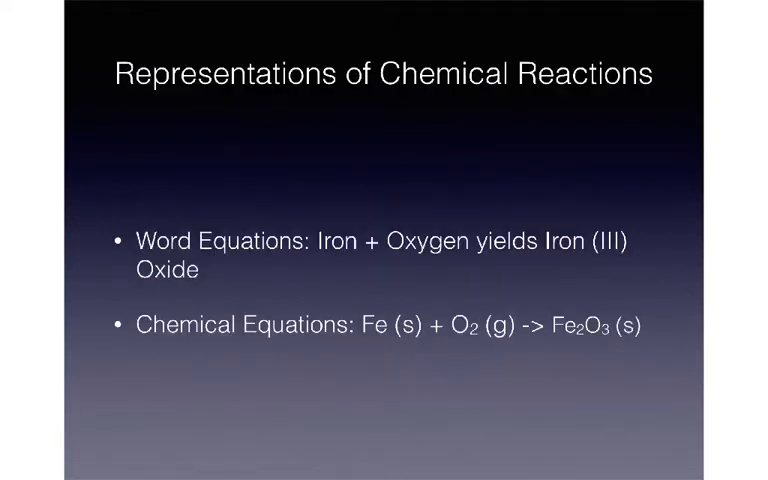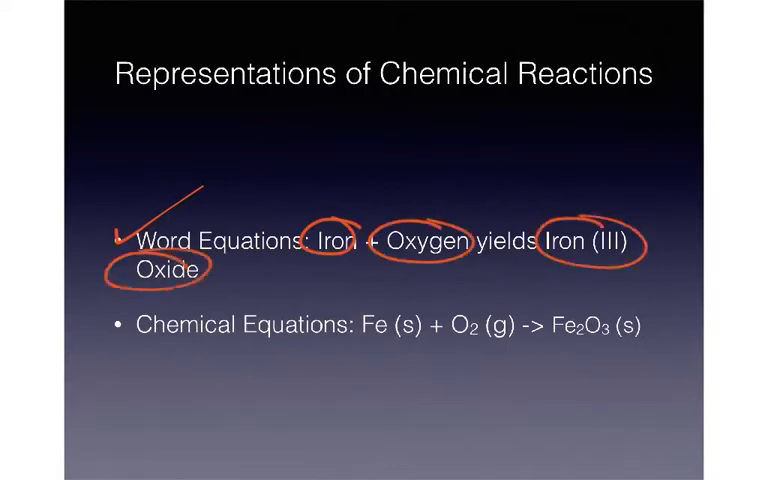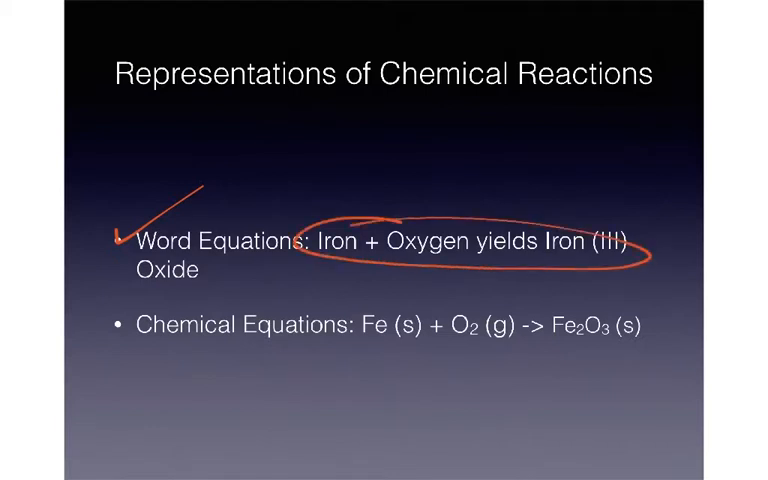There are two main types of representations of chemical reactions, and you see both of them quite a lot. So the first type are word equations. Here they're just going to tell you, let's say, iron plus oxygen yields iron 3 oxide. So from this, you're supposed to make the chemical equation. If they ever give you this, that means you're going to have to write the chemical equation yourself.